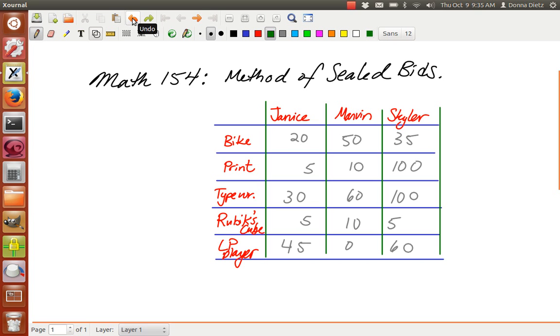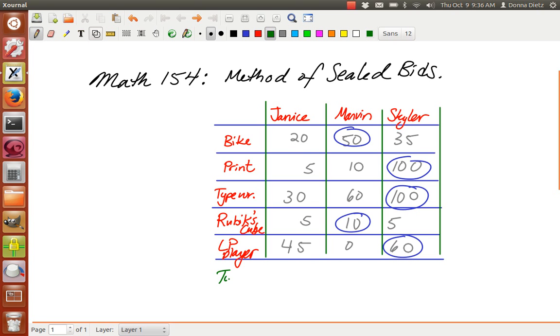Okay? So once we know what everybody thinks about everything, we simply give each object to the highest bidder. So we start by giving Skylar the bike and the framed print, and she's actually, oops, I'm sorry. She's only going to get the framed print and the typewriter. Oh, she's going to get the LP player. Marvin's going to get the bike, and Marvin's going to get the Rubik's Cube. Poor Janice is going to get nothing, okay? But Janice is going to end up with money, because that's the way this particular method works.